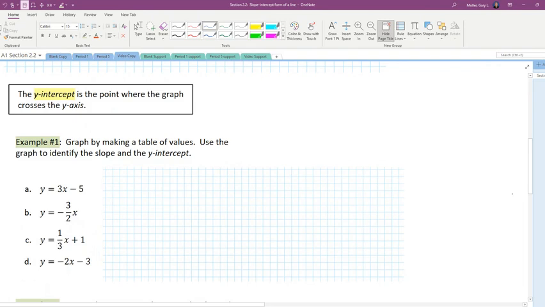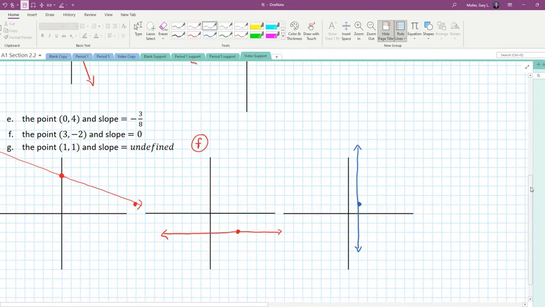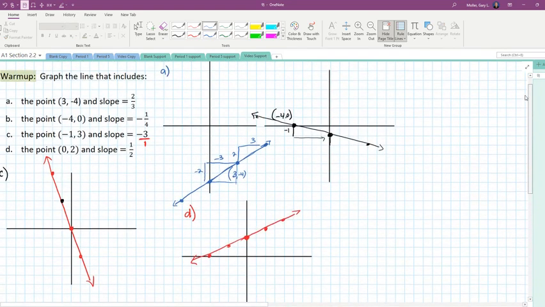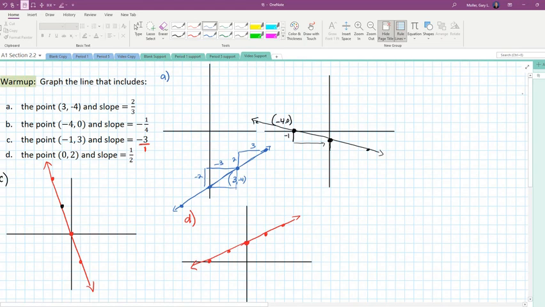The y-intercept. Its name is very descriptive. The y-intercept is a point where your graph crosses the y-axis. Okay, so it's the point where the graph crosses the y-axis. So let's go back actually to this last screen we were on. You can see that in all of these pictures except for one, and we'll talk about why one doesn't in a second, they all cross the y-axis someplace.